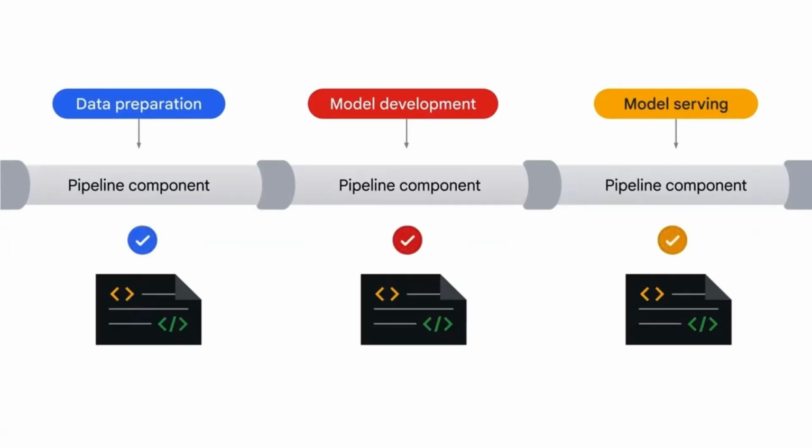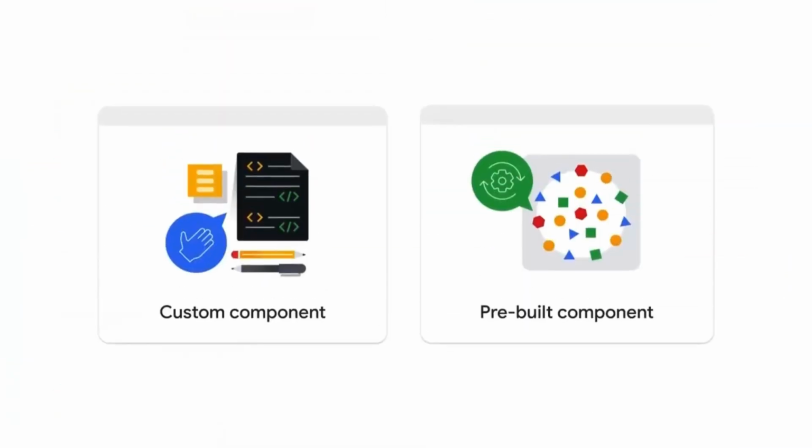Each of these processes can be a pipeline component, which is a self-contained set of code that performs one task of a workflow. You can think of a component as a function, which is a building block of a pipeline. You can either build a custom component on your own or leverage the pre-built components provided by Google.